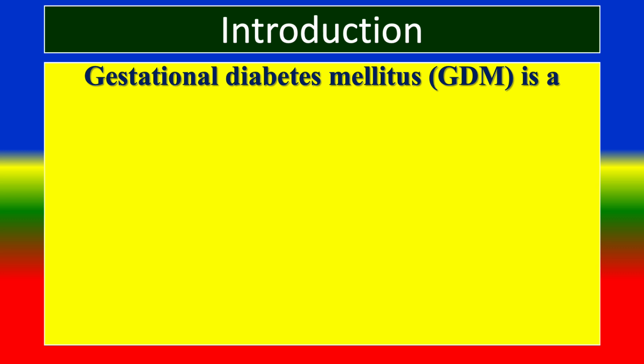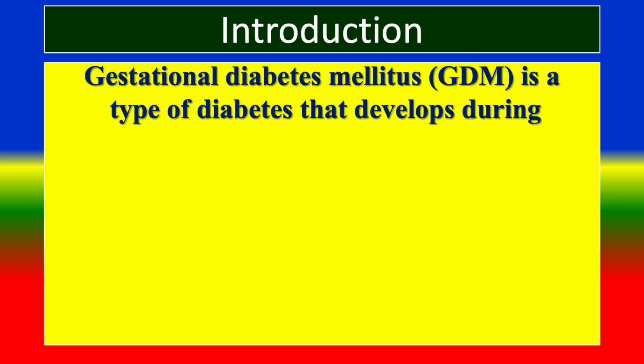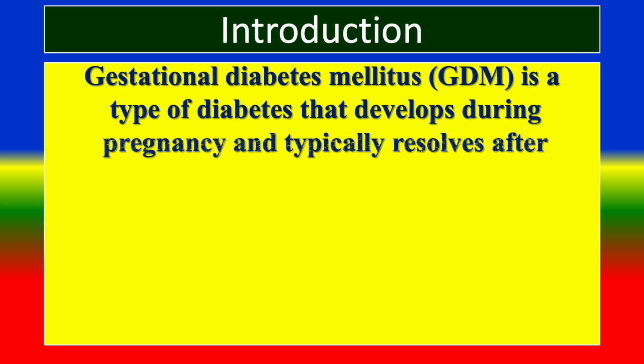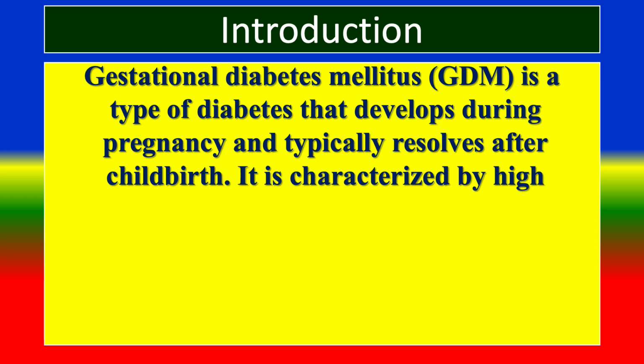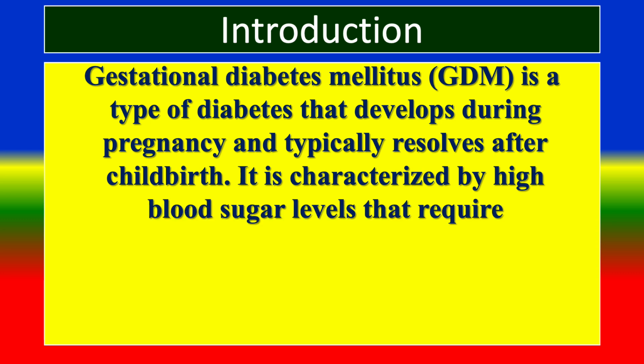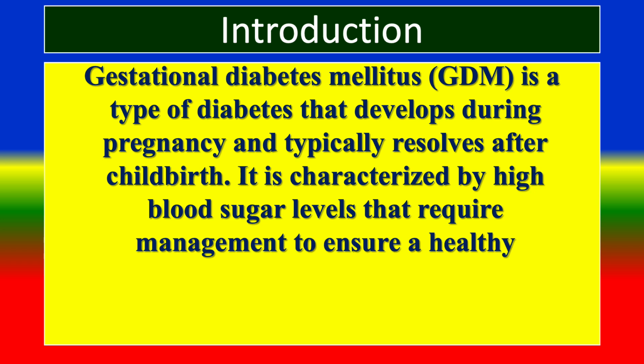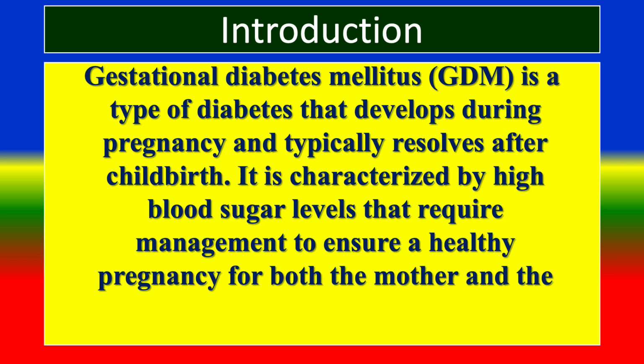Gestational diabetes mellitus is a type of diabetes that develops during pregnancy and typically resolves after childbirth. It is characterized by high blood sugar levels that require management to ensure a healthy pregnancy for both the mother and the baby.